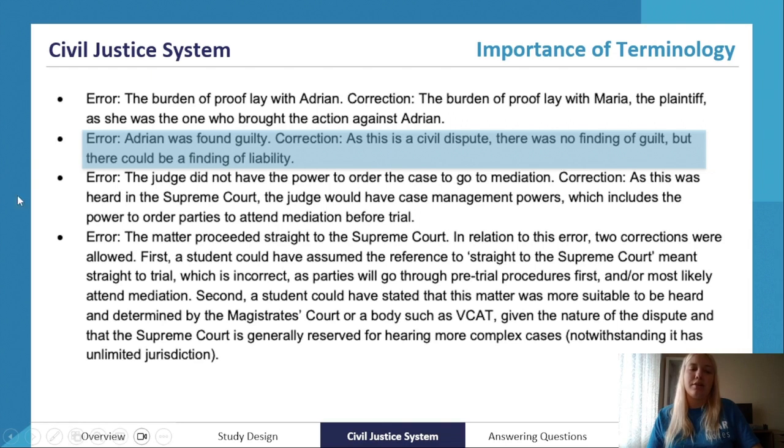And we see this example as well from the examination report. Error: Adrian was found guilty. Correction: as this is a civil dispute, there was no finding of guilt, but there could be a finding of liability. So you need to use the correct legal terminology as well when you're correcting the scenarios.